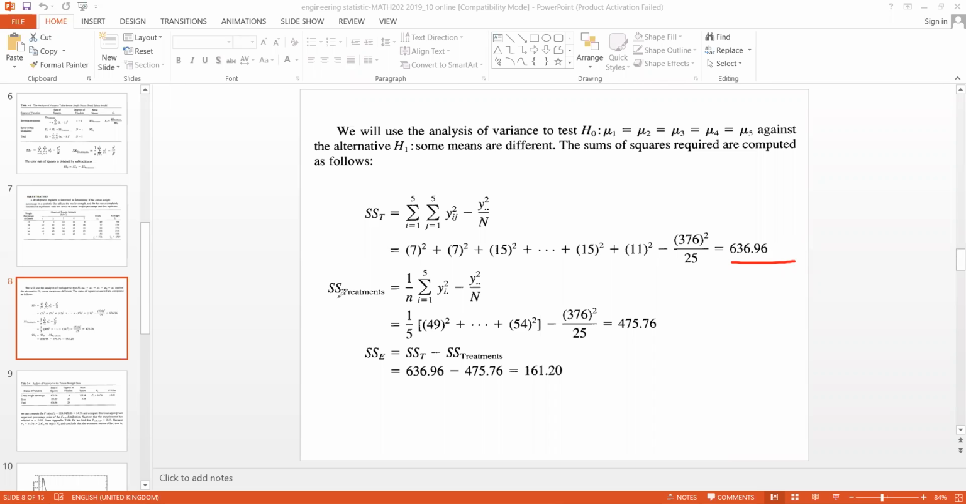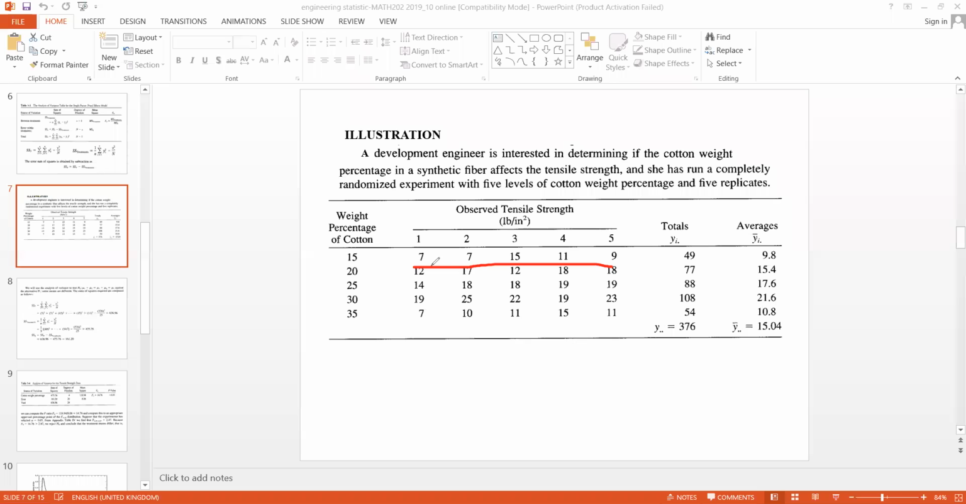Yeah, then the next thing is to find the sum of squares treatment. The sum of squares treatment, like we saw from the formula earlier, is 1 over the number of replications for each group. So in this experiment, the number of replications for each group was what? Was 5. So the number of replications here, we have 5 for each group.